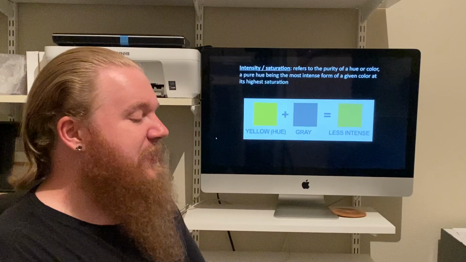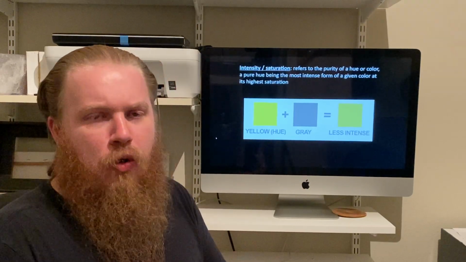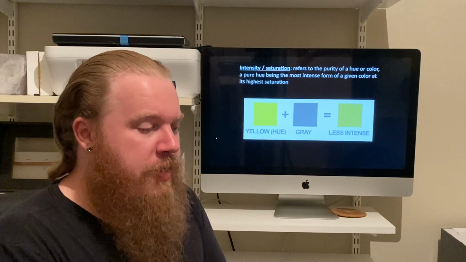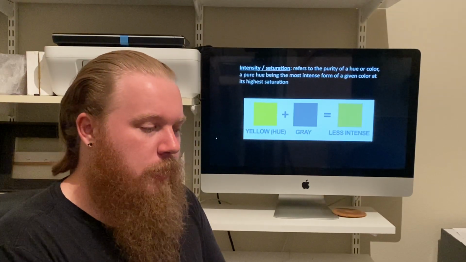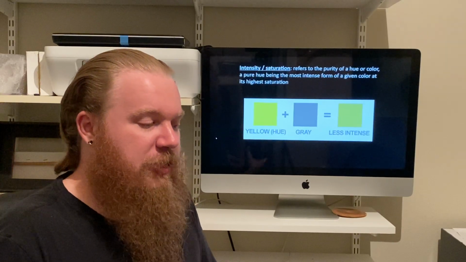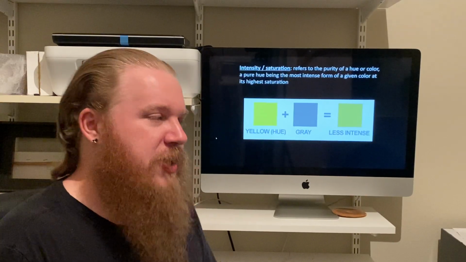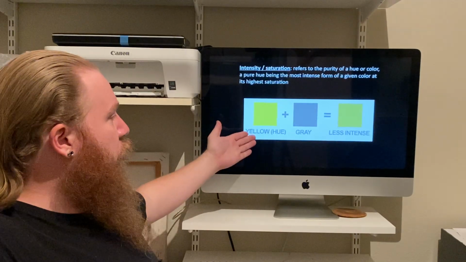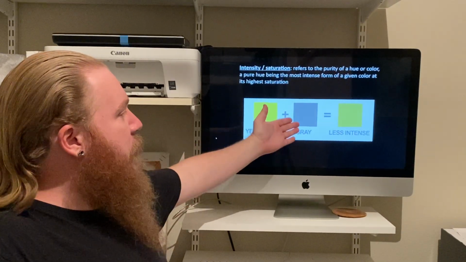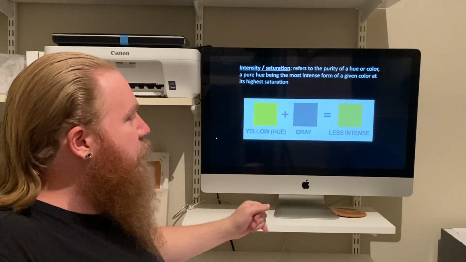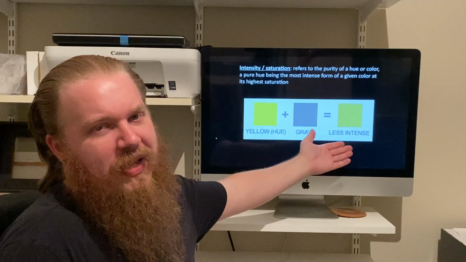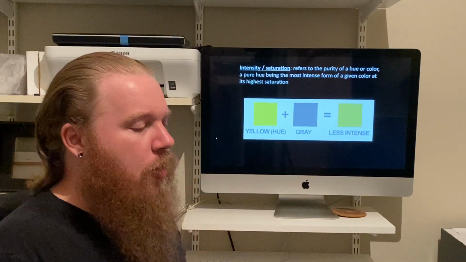Now, this really gets into what's known as intensity and saturation, and this refers to the purity of a hue or color. So a pure hue is the most intense form of a given color at its highest saturation. So here we can see the pure hue of yellow at its most intense saturation. But if we add neutral, mid-tone gray to it, then we get a much less intense yellow, and it's almost even going into the realm of green almost.